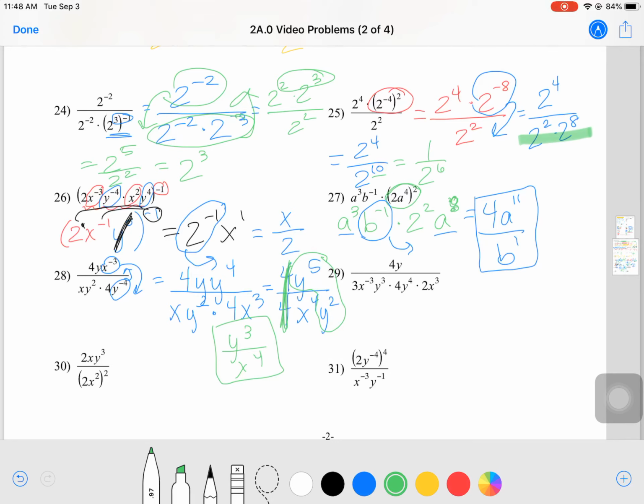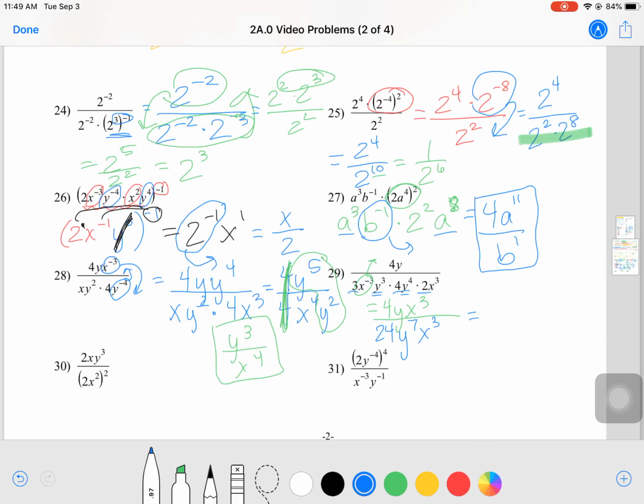Okay, going to the next one. Again, I'm going to simplify this bottom as much as I can. This x cubed goes up top, so this is going to be 4yx cubed over, and I can kind of put some of this together while I go. I can do 3 times 4 is 12, times 2 gives me 24. I have a y cubed and a y to the 4th, which gives me y to the 7th when you add those, and just this x cubed.